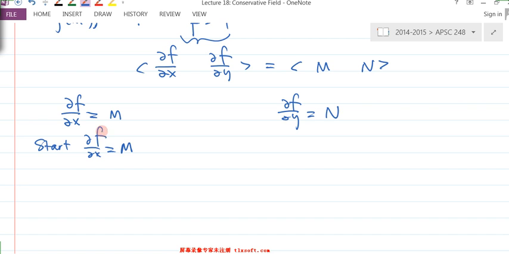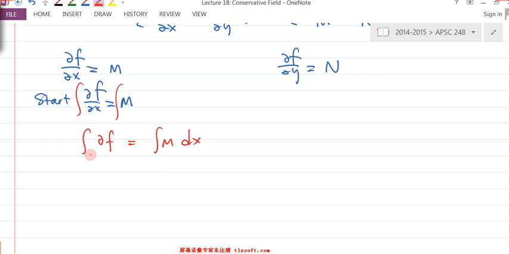Starting from here, when you do partial f over partial x, what happens to the y? You consider it constant. Now I'm going to integrate both sides. This is not a very formal integration. Move the partial x to the other side. You're integrating with respect to x, because you're considering y at this stage as a constant.